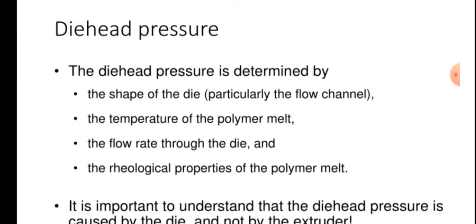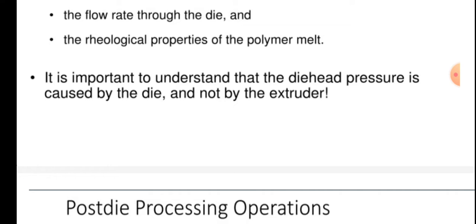Die head pressure. The die head pressure is determined by the shape of the die, particularly the flow channel, the temperature of the polymer melt, the flow rate through the die, and the rheological properties of the polymer melt. It is important to understand that die head pressure is caused by the die and not by the extruder.